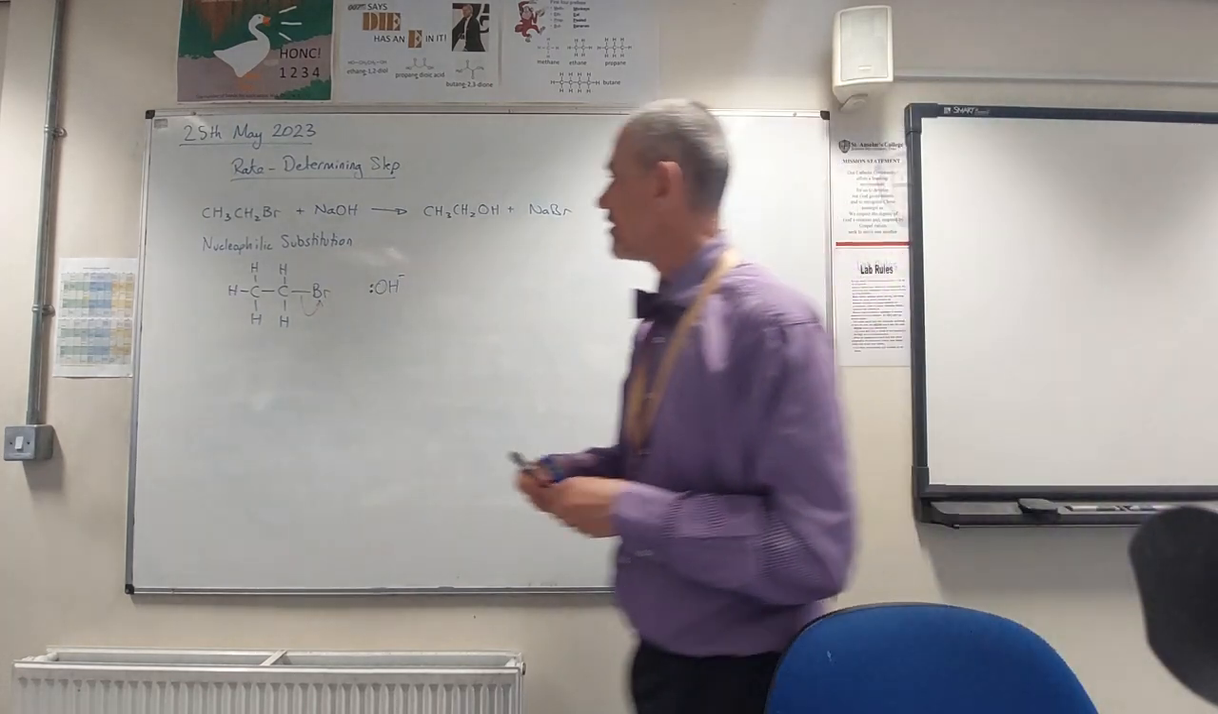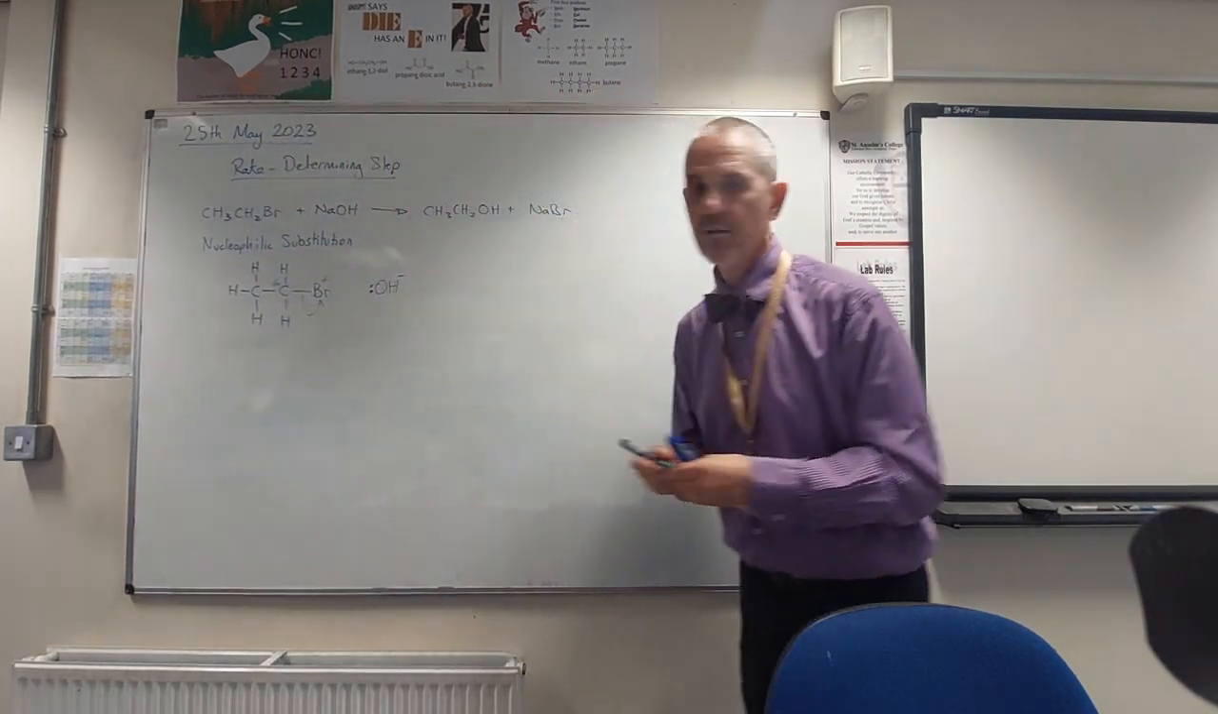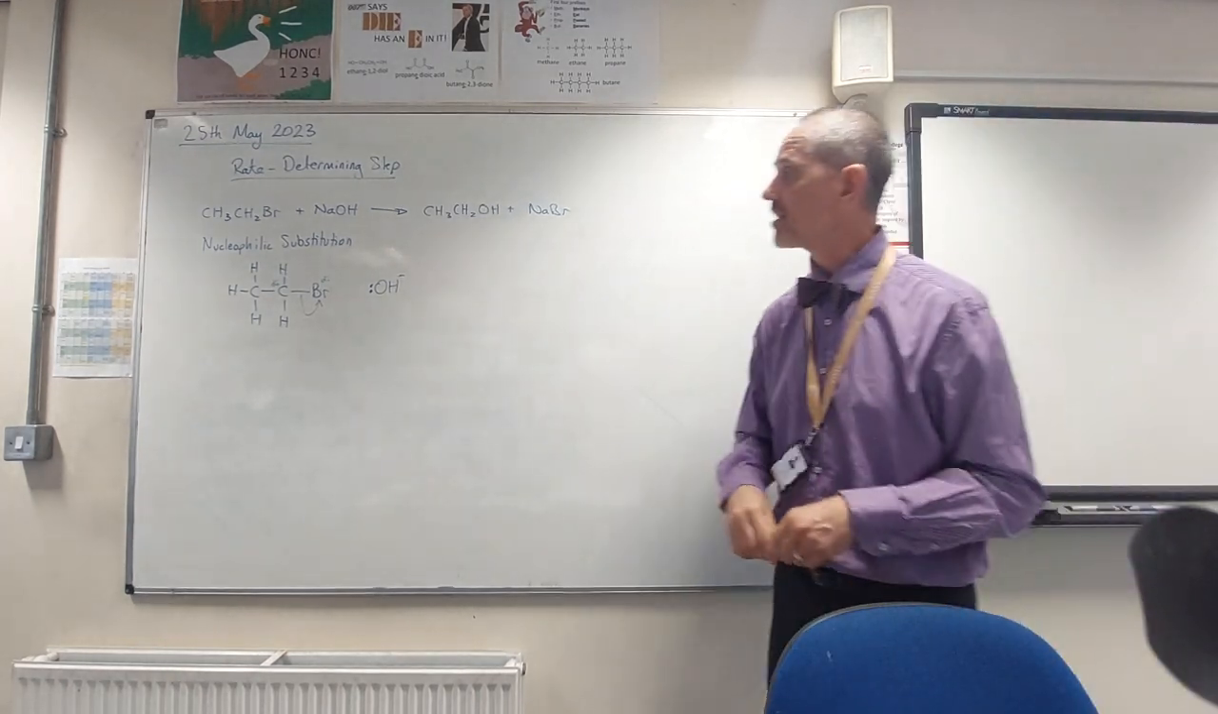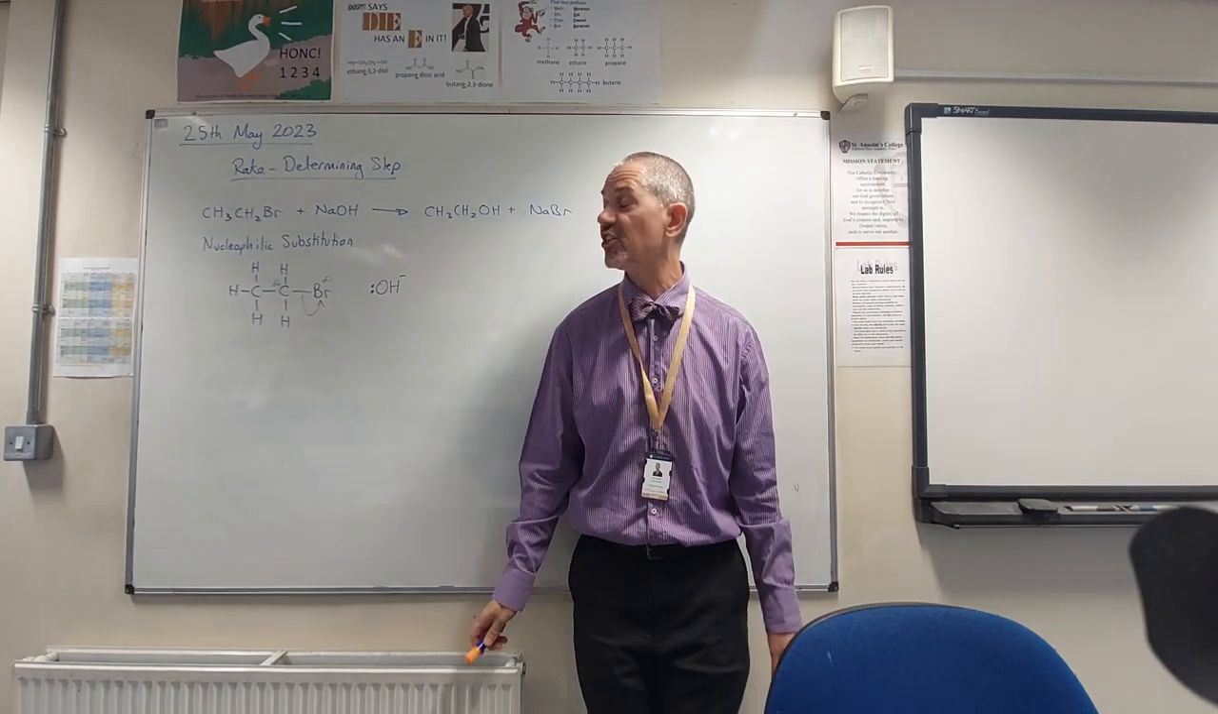That's right. If you had filled in some partial charges, bromine is more electronegative than the carbon, so we've got a polar bond. So bromine already has more than its fair share of the electrons.